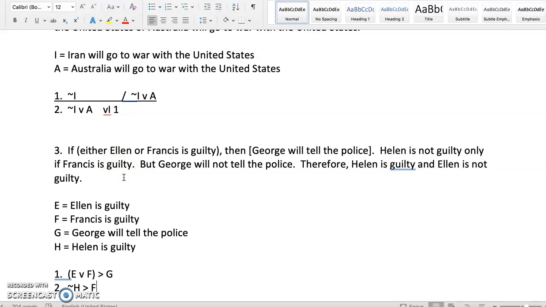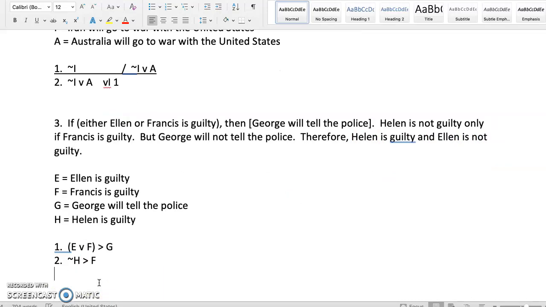So you should maybe go back and review all that stuff about the difference between plain old if and only if and if and only if. Okay, but for only if, it's easiest to remember, just drop in the horseshoe for only if and keep the order the same. Okay, premise 3. George will not tell the police. So again, not G. And our conclusion, therefore, Helen is guilty. So H. And conjunction, Ellen is not guilty. Not E.